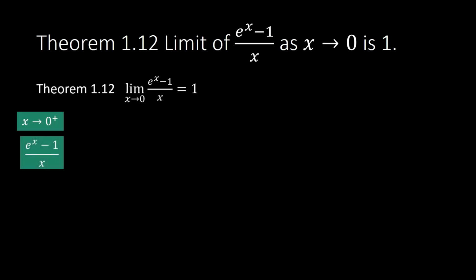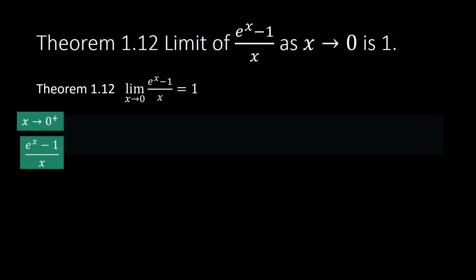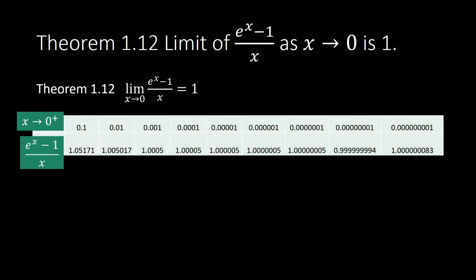So we can approach 0 from the right. That means we can begin from 0.1. We get closer to 0, 0.01, and then closer to 0 again, 0.001, until we get here, or even farther than here, closer to 0. And look at the resulting values of our function. It gets close to 1.